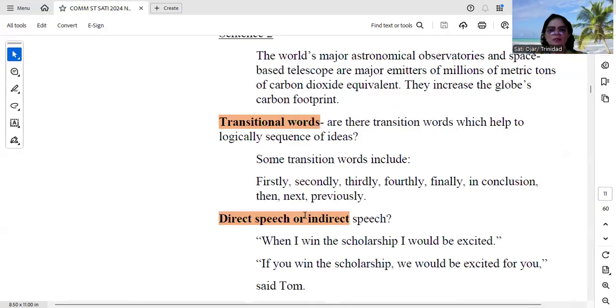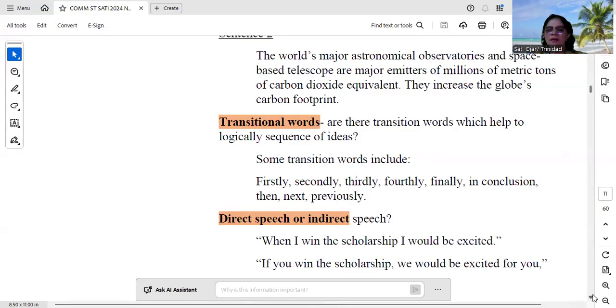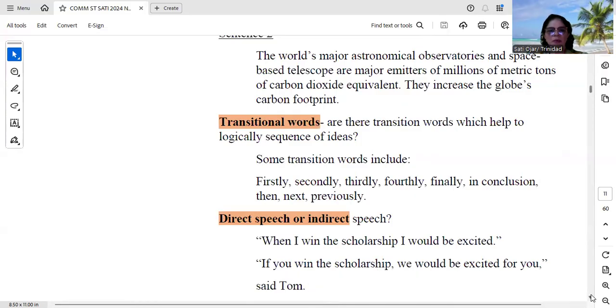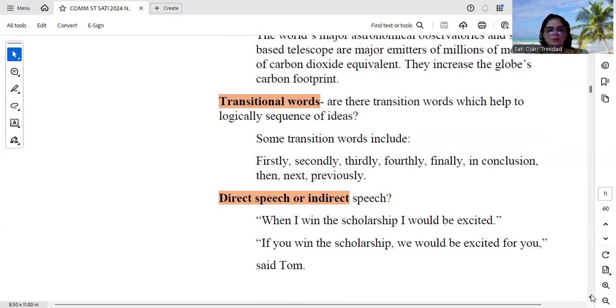So your job is to determine what is direct speech. Remember, direct speech is the exact words that are being said by the speaker, and indirect speech would be what somebody says has been said. For example, Miss Sutty said that when you win a scholarship, you will be very excited. That's an example of indirect speech.